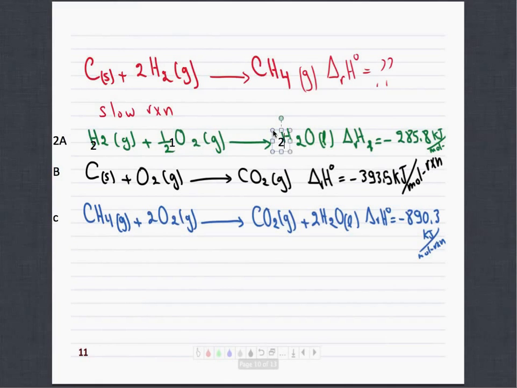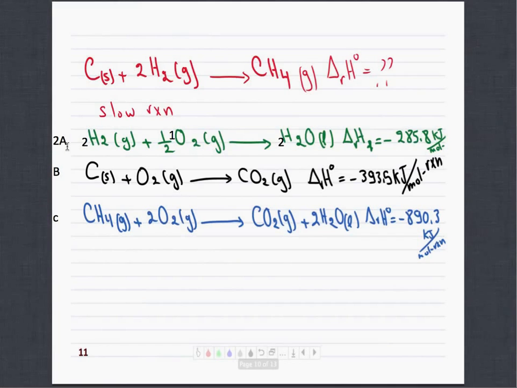reaction A by 2. Then I would have 2H2 gas, and 2 times half equals 1 oxygen, plus 2 water liquid. And since I multiplied the reaction by 2, I'm going to multiply this amount by 2. So now it is 2 times the 285.8 kilojoule per mole reaction.